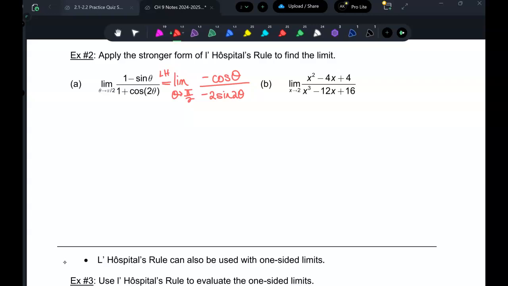We're going to have to apply the stronger form of L'Hopital again. If we plug in pi over 2, we get 0 over 0 again, so we have to keep going. L'Hopital squared. What do we get? Negative 4 cosine of 2 theta.